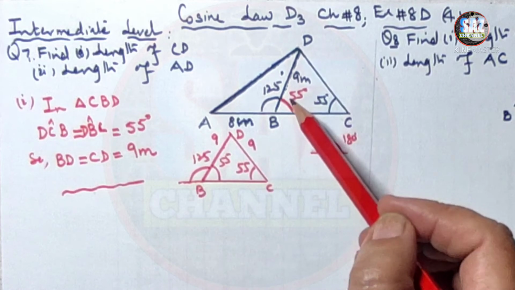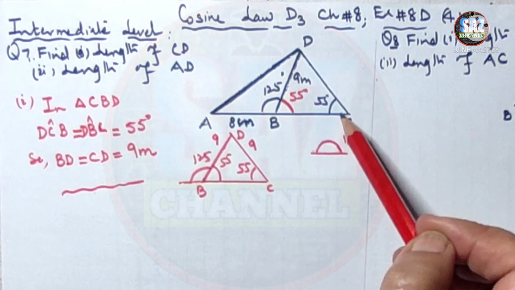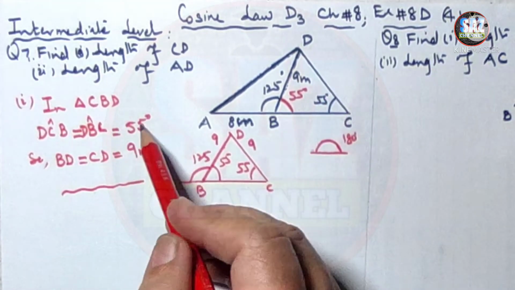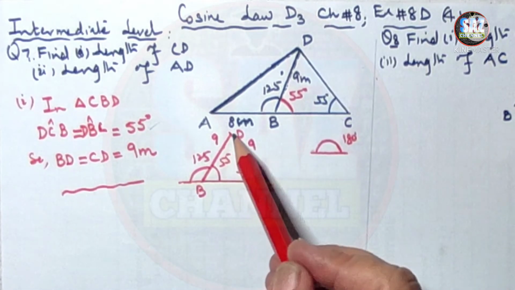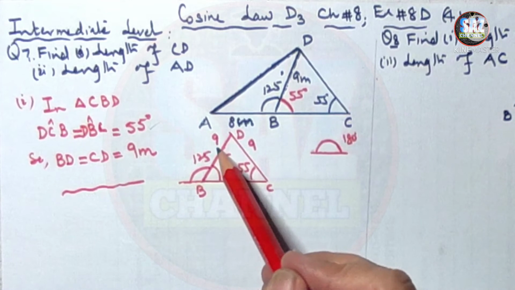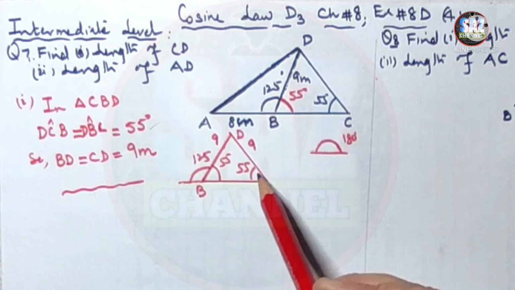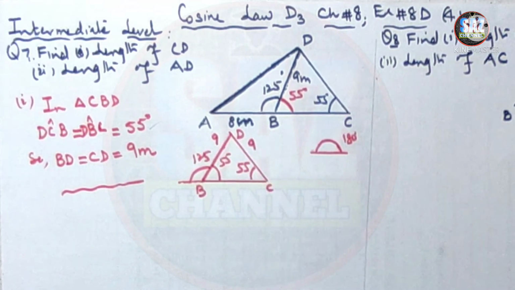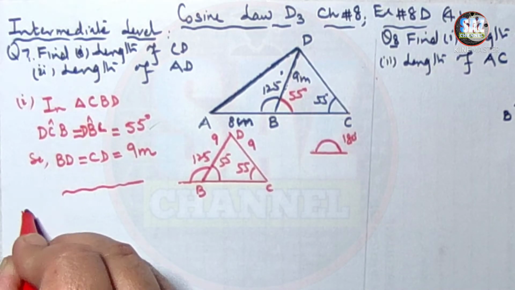Look, angles DBC and DCB are 55 degrees, and BD length, which is given in the question, is 9 meters. So CD will also be 9 meters. And the second requirement of the question is the AD length.